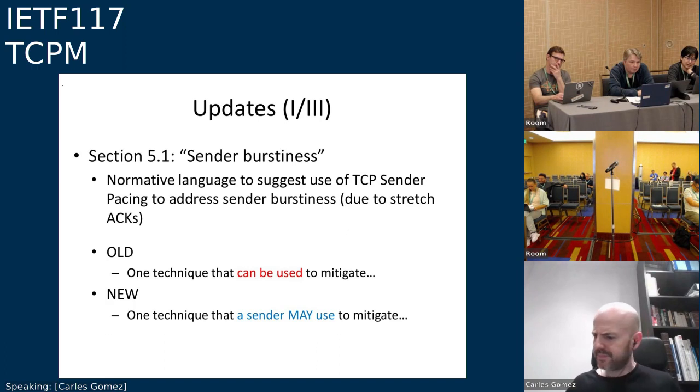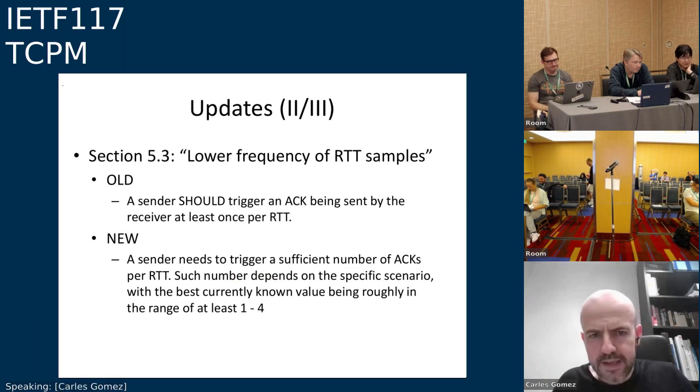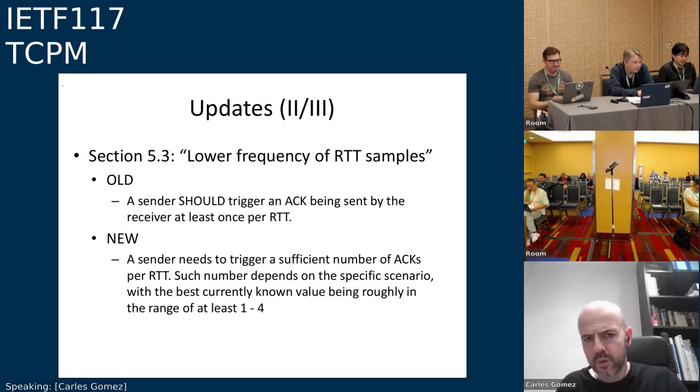So next, please. Another update is in section 5.3, which is still one of the consequences of stretch ACKs, which is lower frequency of RTT samples. So in the last version of the draft, we had a sentence which was mostly following similar text in the QUIC working group document that was mentioned now, the ACK frequency draft. So the old text included a normative SHOULD. It was: a sender SHOULD trigger an ACK being sent by the receiver at least once per RTT.